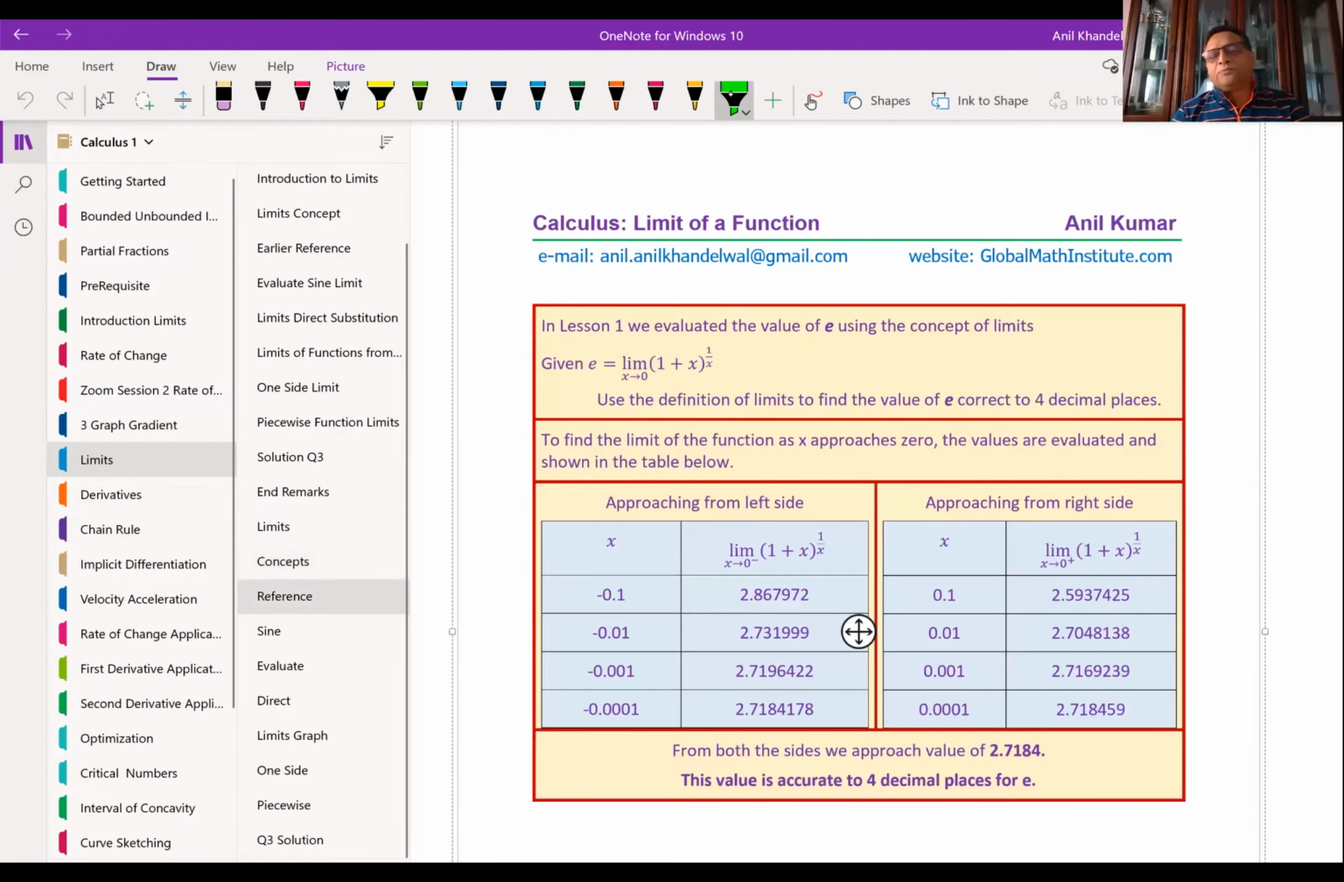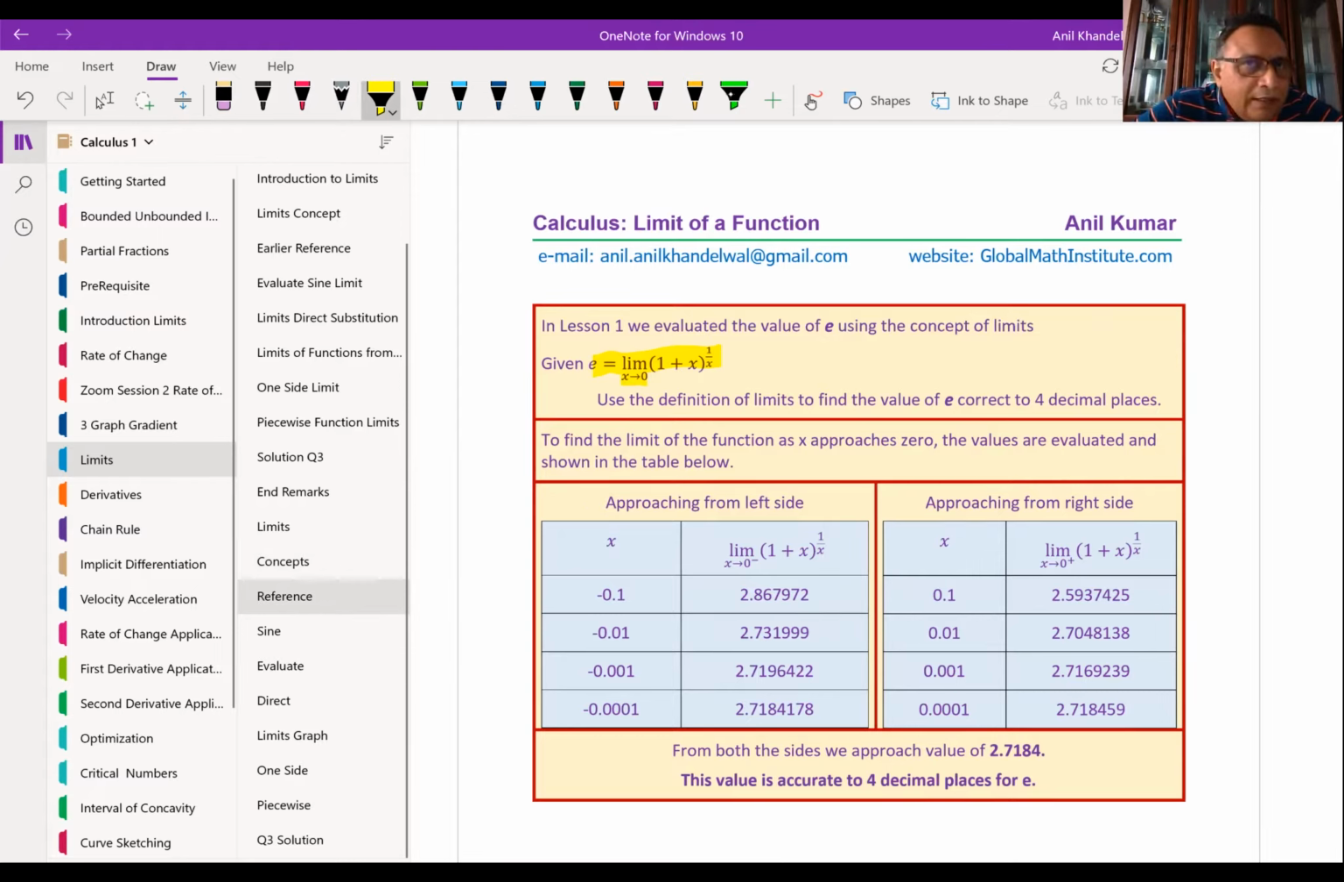Now, let me remind you of what we did in our very first lesson. We actually began with finding the value of e, right? We said that e is actually given by the limit of (1 plus x) to the power of 1 over x when x approaches 0, right? Now, 1 over x is not defined. It is infinitely large. So (1 plus x) to the power of 1 over x is not defined. Even if I put x equals 0, you get an expression which is 1 to the power of infinity. That is also an indeterminate form.